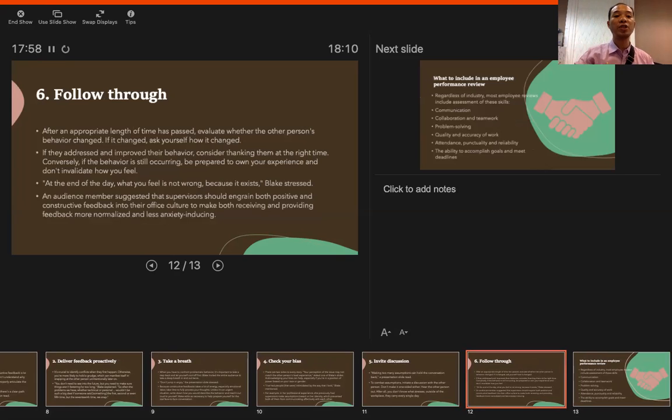And then, follow through. That means after an appropriate length of time has passed, evaluate whether the other person's behavior changed. People can understand you more and sympathize with you, and it changed. Ask yourself how it changed, and if you addressed or improved their behavior, consider thanking them at the right time. Conversely, if the behavior is still occurring, be prepared to own your experience and don't invalidate how you feel.